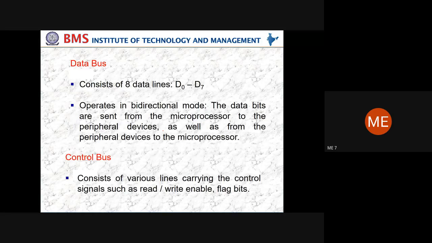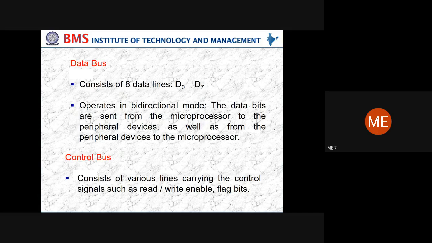Okay, so the data bus consists of 8 different lines, that is D0 to D7. Through D0 to D7 you can communicate into the microprocessor and you can take the information out of the microprocessor also. As I said, it operates in bidirectional mode. It's a bidirectional bus. The data bits are sent from the microprocessor to the peripheral devices as well as from the peripheral devices to the microprocessor. That means you are going to input the data.